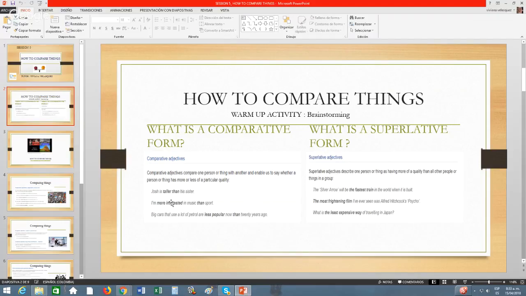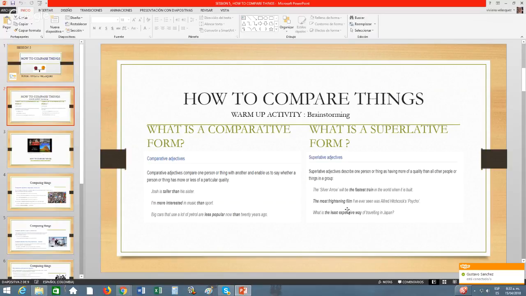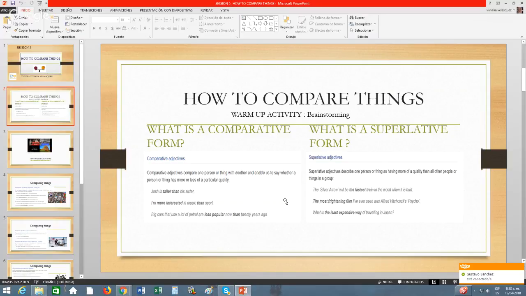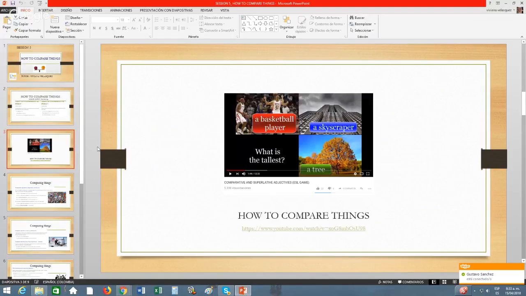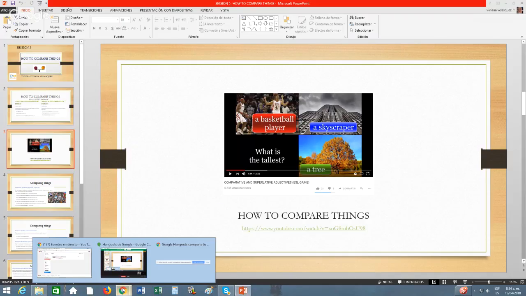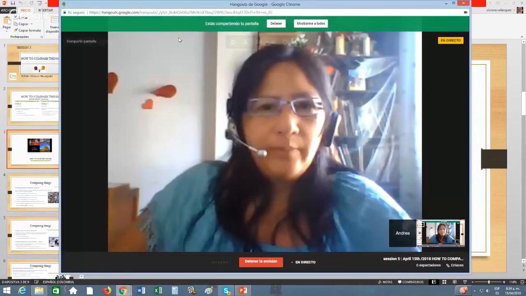Yes, look at the difference. With long adjectives, more interesting in the comparative, and in the superlative form, the most interesting, the most frightening, those things. Yes? Yes, teacher. All right, perfect. According to this, we're going to check a little video, like a little exercise, and we're going to practice all those differences, okay? So let me share the video with you.